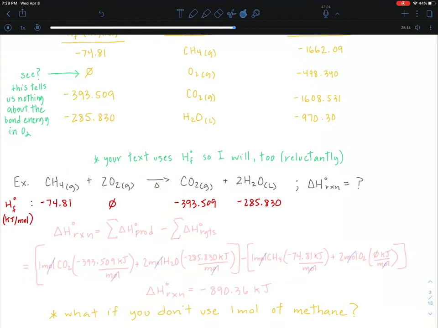Our balanced equation, not everything is just one single mole, right? So let's do this out down here. The change in enthalpy under standard conditions for the entire reaction is going to be the sum of all the enthalpies of my products minus the sum of all of my enthalpies of my reactants or reagents.